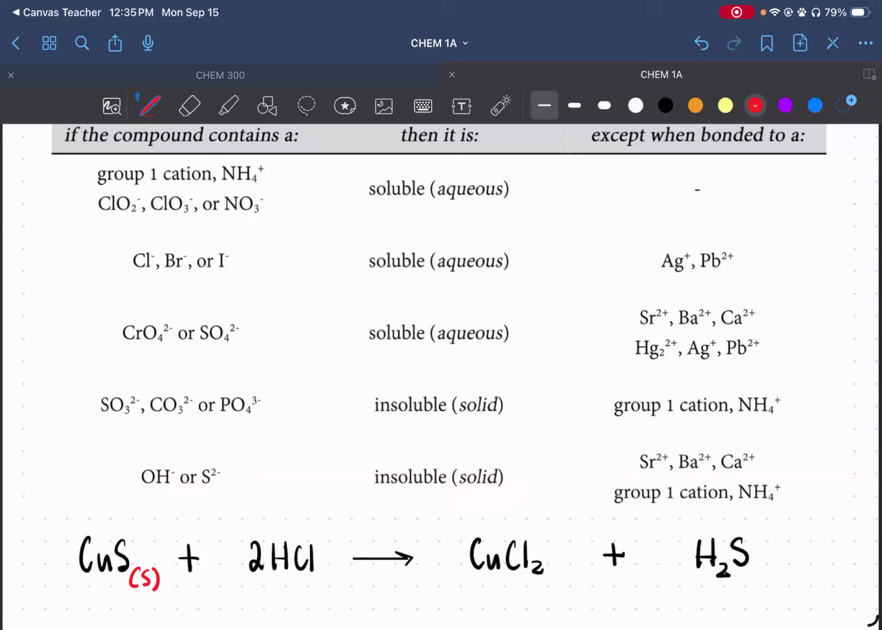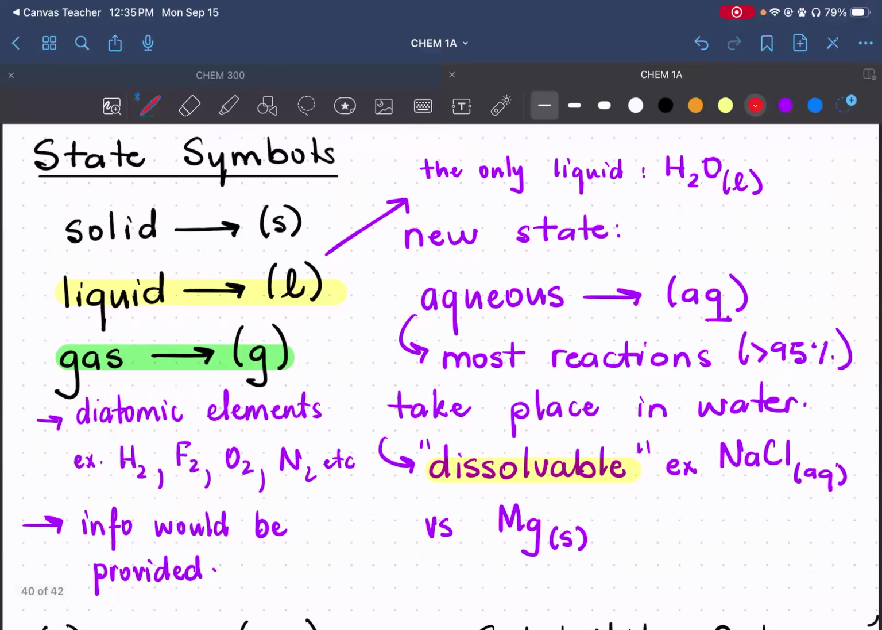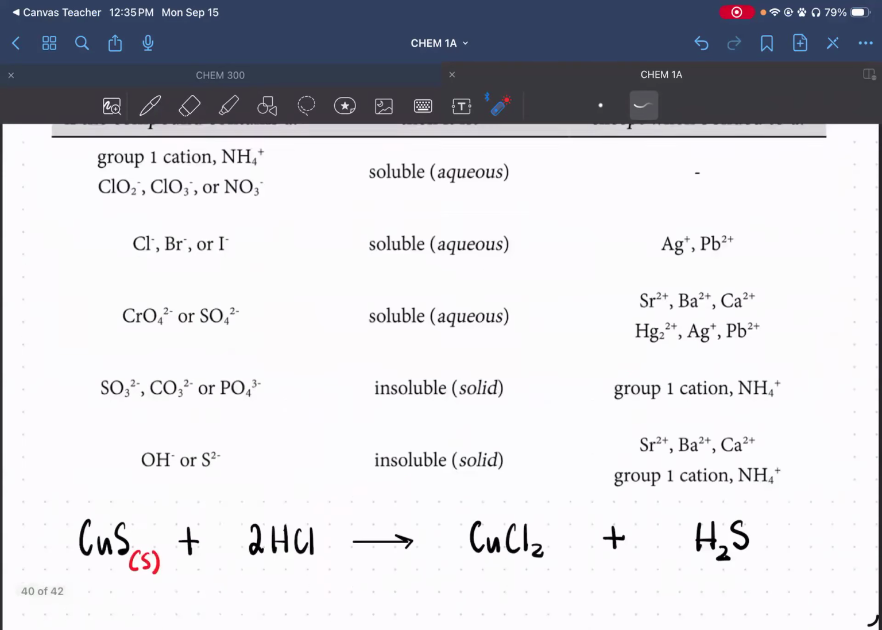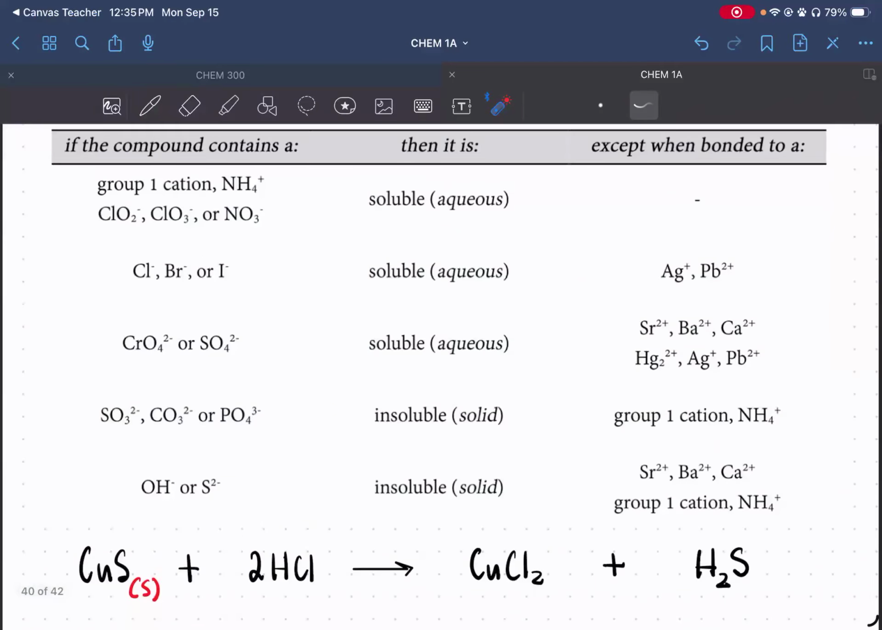This is how you would be able to tell if something is solid and will not dissolve, or solid and dissolvable, aka determine if something is solid or aqueous. Remember that only water, H2O, will ever be liquid. And gas is either dependent on your all preordained knowledge, such as diatomic elements, or some information present in the reaction. Let's keep it going.